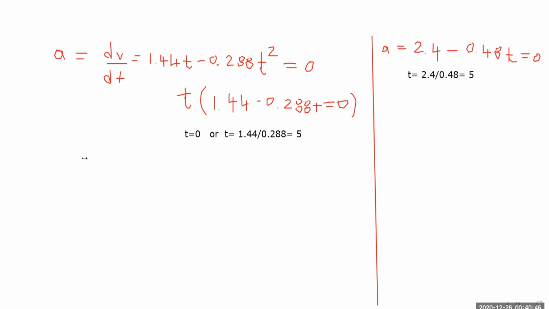So clearly, when t equals 5, the particle has no acceleration. Particle has no acceleration when t is equal to 5. And clearly it now has no acceleration at the start. Then it says determine the maximum velocity.